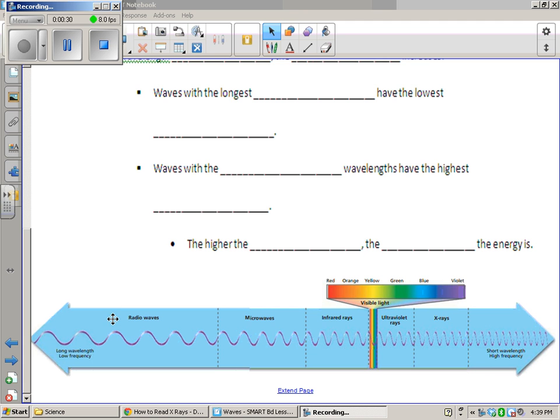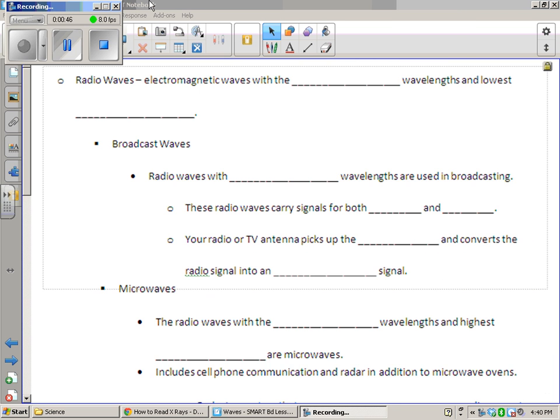So over to the left, we see radio waves that have long wavelengths and a low frequency, all the way to the right where we have our gamma rays that have short wavelengths and high frequencies. So let's talk about each of those different types of waves that you might see on this electromagnetic spectrum.